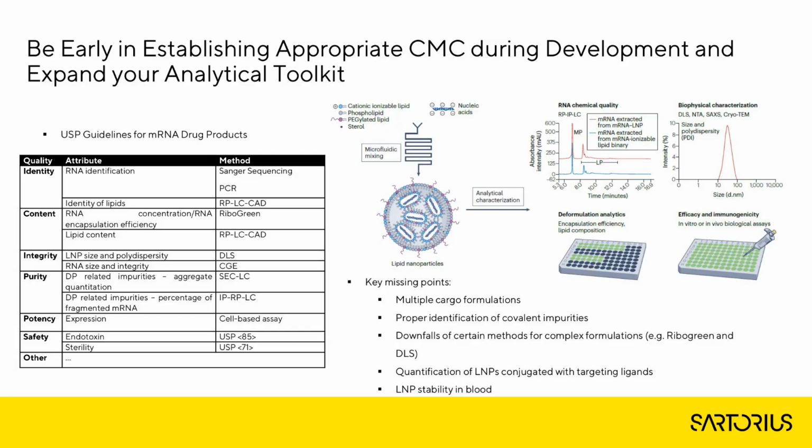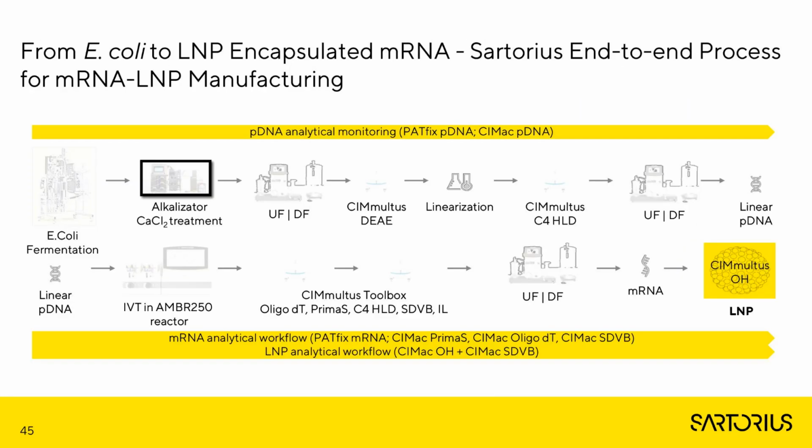And then on the other hand, we also have some endogenous targeting we can exploit in this case. And this leads us also to the last key missing point here, and that is LNP stability in blood or in the body. What happens to the nanoparticles once they enter the bloodstream, once they, let's say, change identity, once they become even more unstable in that type of environment.